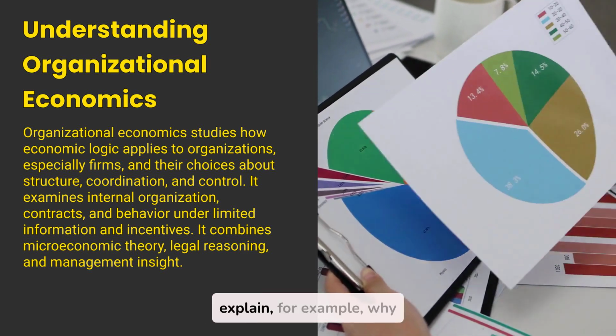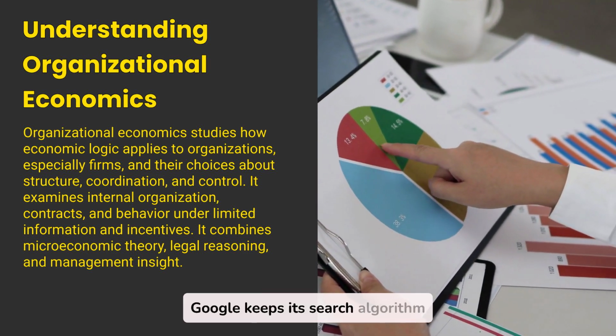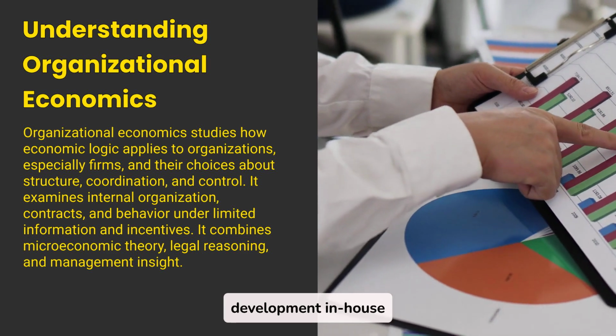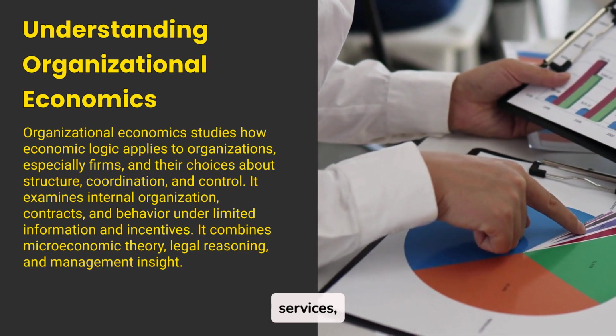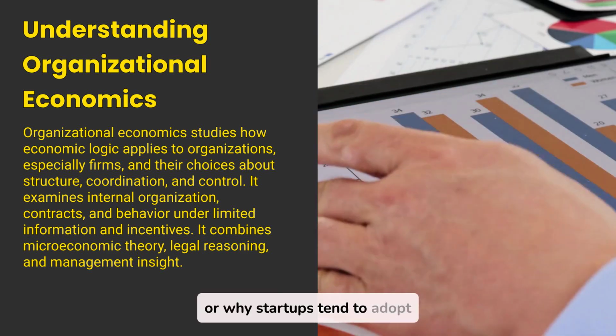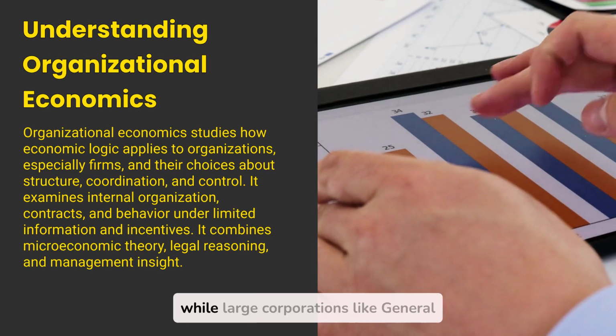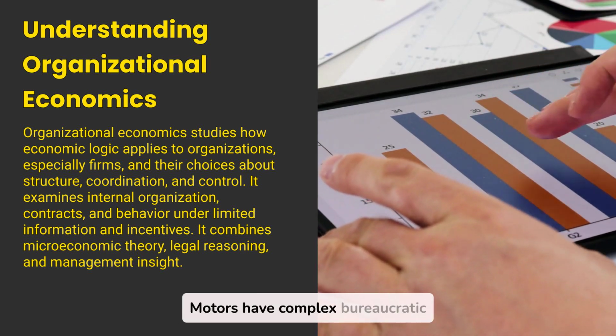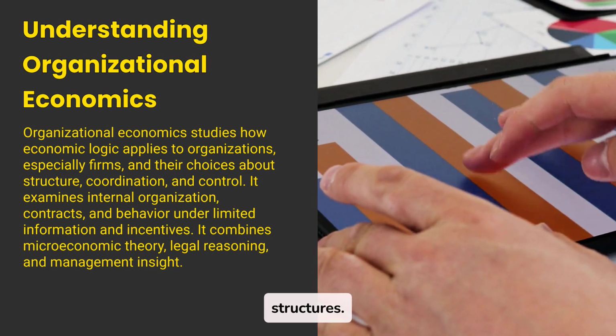It seeks to explain, for example, why Google keeps its search algorithm development in-house but outsources cafeteria services, or why startups tend to adopt flat hierarchies while large corporations like General Motors have complex bureaucratic structures.